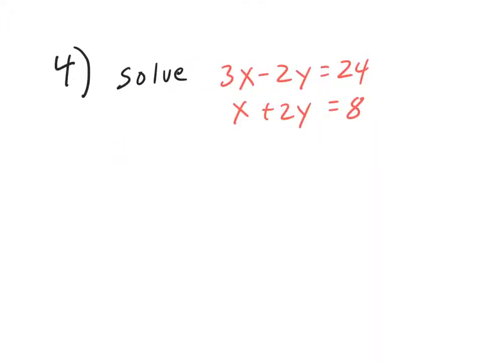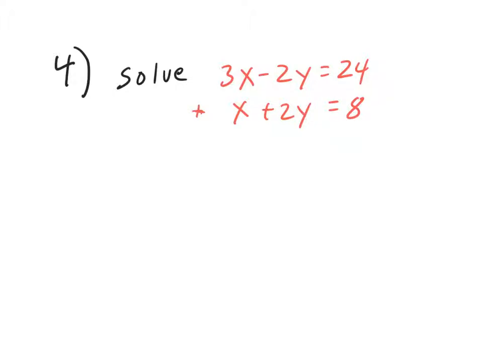On number 4, it's asking us to solve this system. We have 3x minus 2y equals 24, and x plus 2y is equal to 8. If you remember from Algebra 1, there's two ways we can solve these. Well, there's three ways if you count graphing, but there's two ways without graphing. We can do it by substitution or by elimination. Since I have a negative 2y and a positive 2y, that's a perfect setup for solving it by elimination.